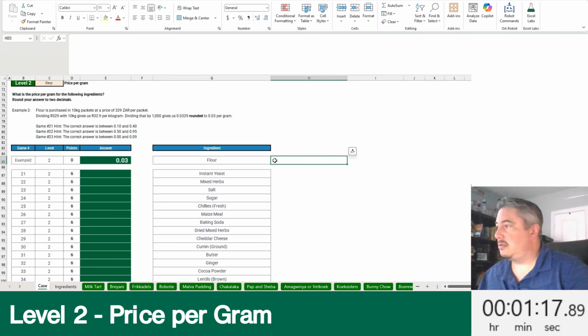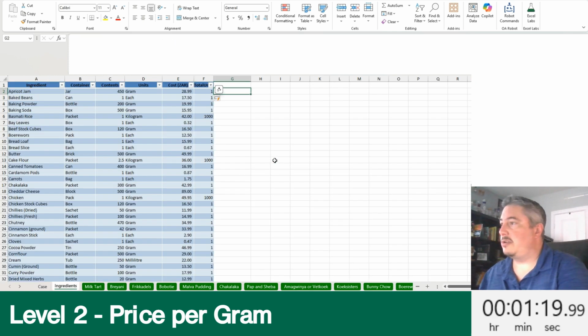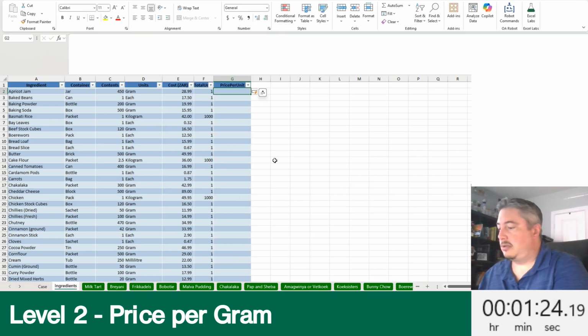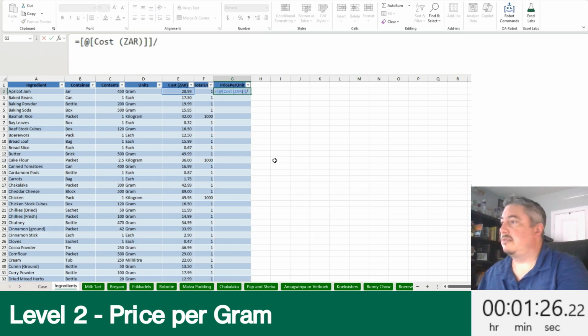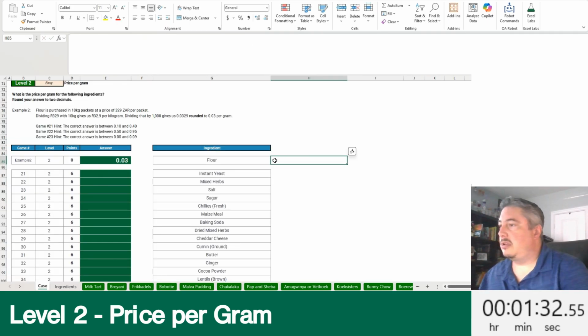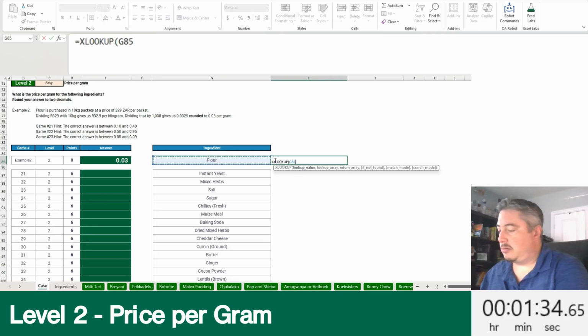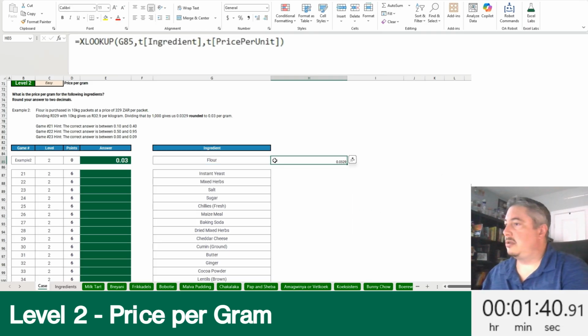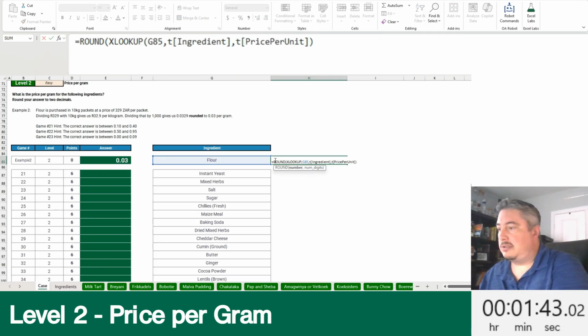Total units. Okay, and then price per unit. Price per unit is just going to be the cost divided by the units. And this needs to multiply by the contents. Okay. Equals X lookup ingredient T. This is price per unit. And we're looking good. Round it to 2 digits.